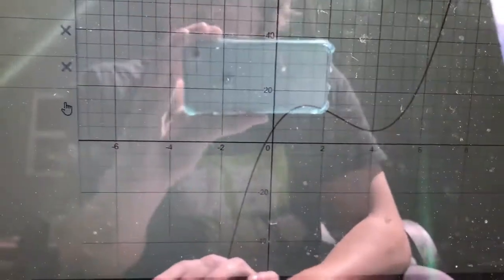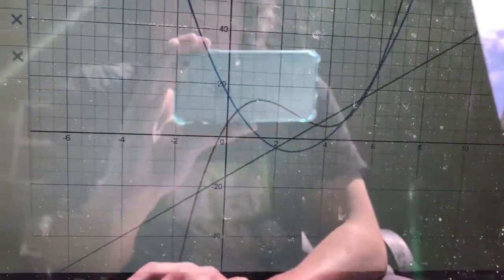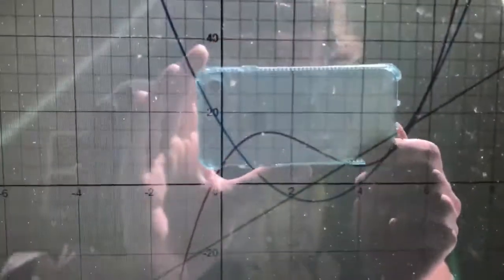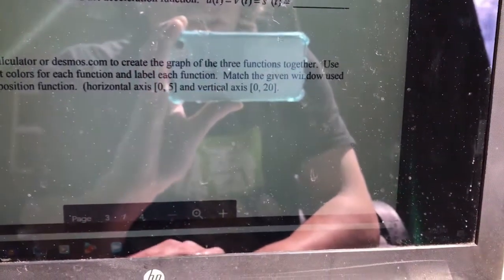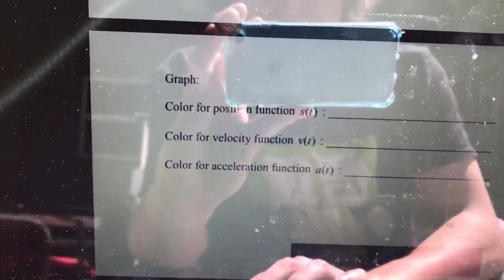This is the graph of the position function, s of t, and this is the acceleration function. It is a linear function. Now all of them together is this. So what do we do now? What's the next part of the problem? So we graphed them.